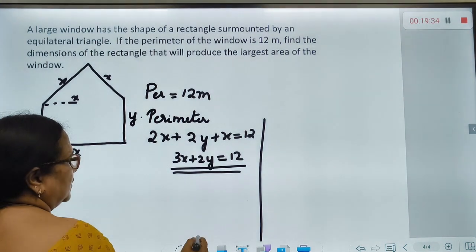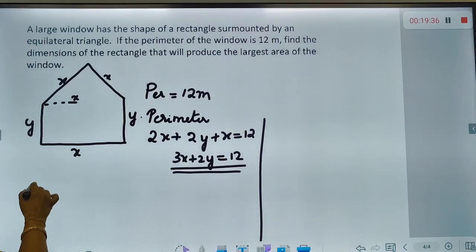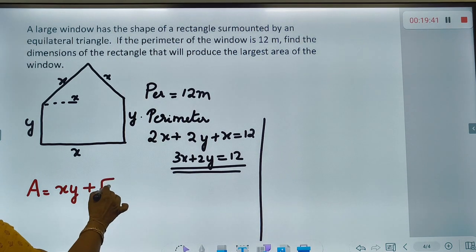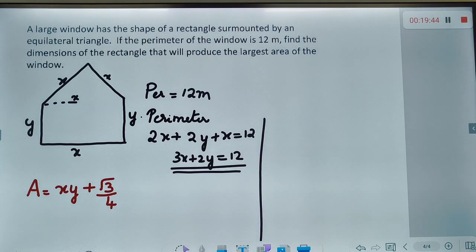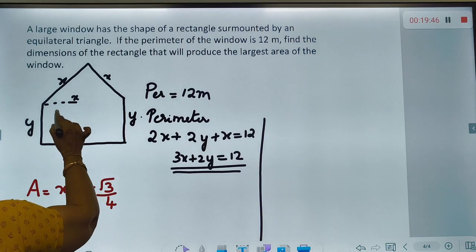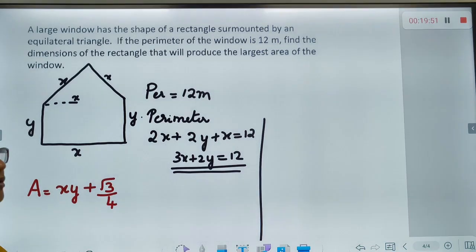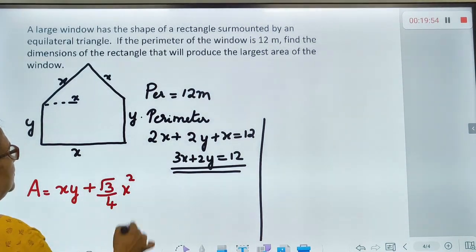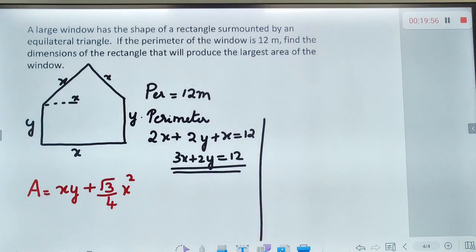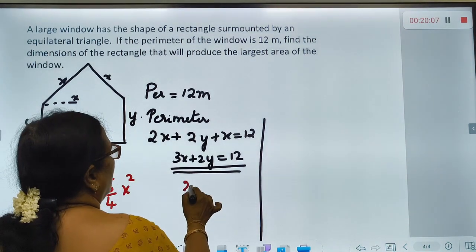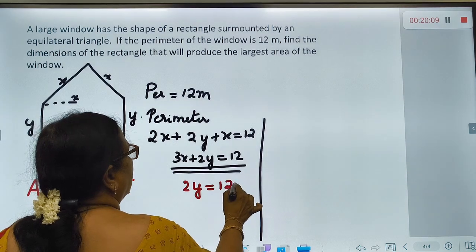So area will be, okay, area of the rectangle is x into y plus root 3 by 4 times the equilateral triangle's side squared. See, the whole thing is x, root 3 by 4 a square, right? So it's root 3 by 4 x square. What is the formula for area of an equilateral triangle? Root 3 by 4 a square. Here instead of a you have x, so root 3 by 4 x square. From here 2y is equal to 12 minus 3x.